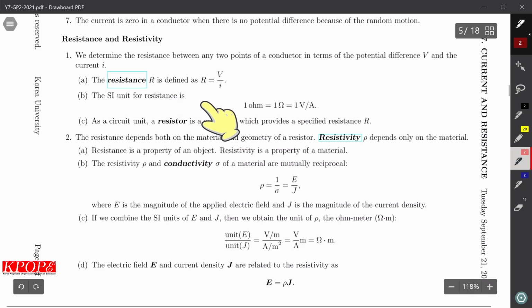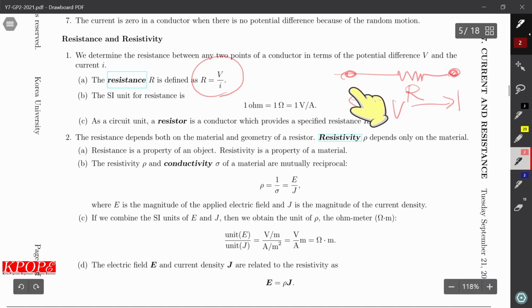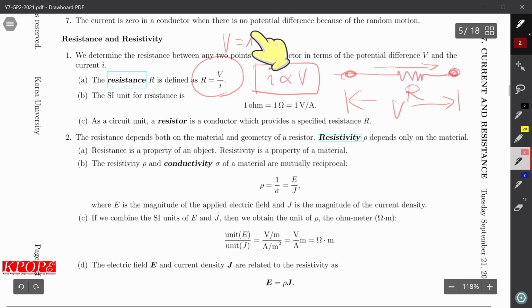The resistance and resistivity. Resistance is defined by Ohm's law. This states that if there is a potential difference V between the two terminals of a resistor, then the current I passing through this resistor is proportional to the potential difference. And that proportionality constant is the resistance R. So V equals IR.